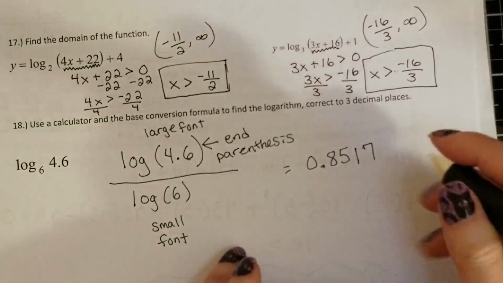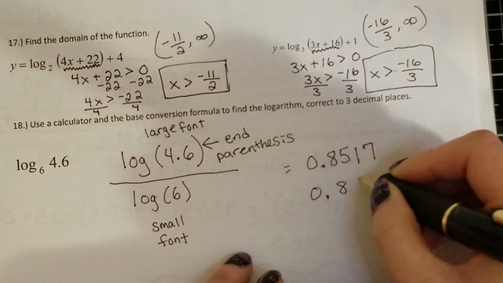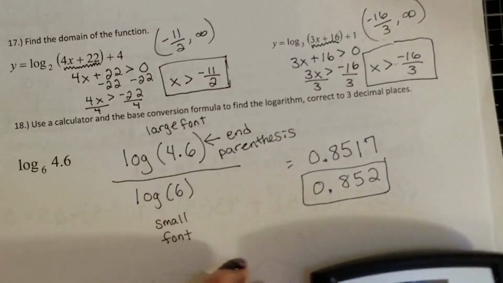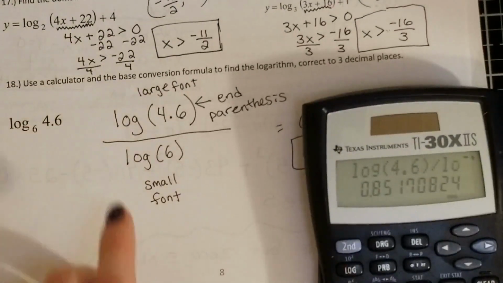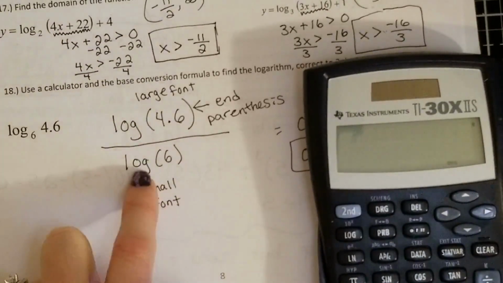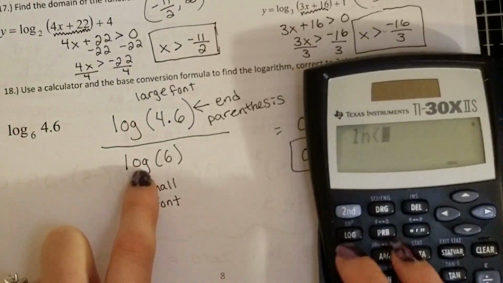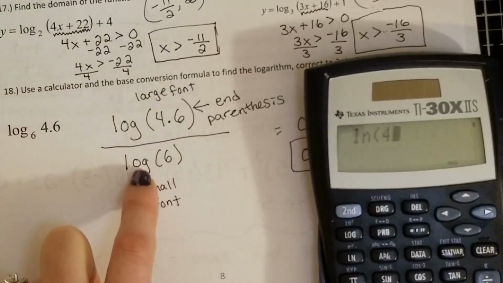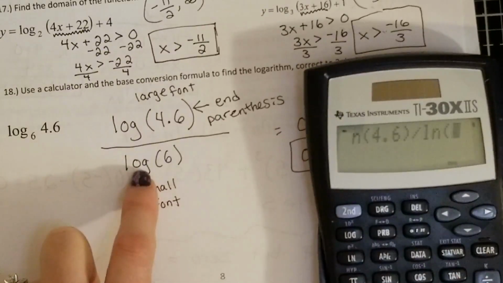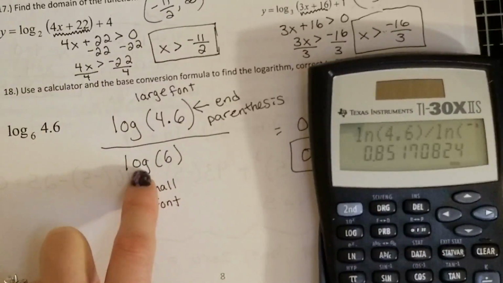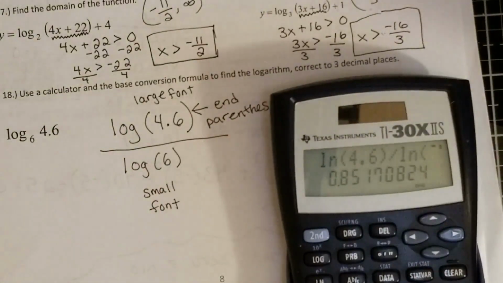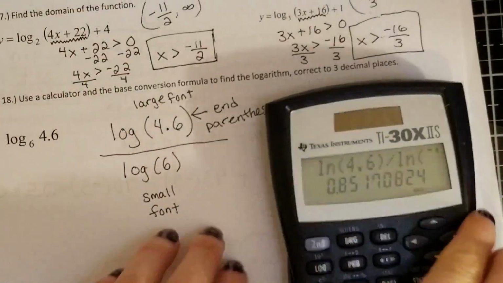0.8517. So if it was 3 decimal places, 852 was the one that you would pick. All right, now this will also work if you use the ln button or the natural log button. They both have to be the natural log button. I usually always use plain log, but it doesn't matter. You could do it this way also and get the exact same answer. So it just depends on if you're a natural log or plain log, but you get the same answer.